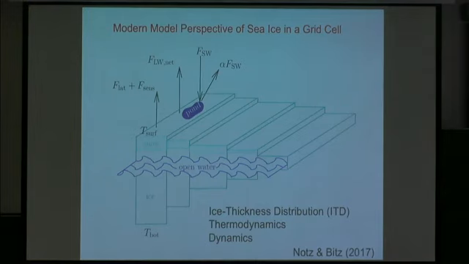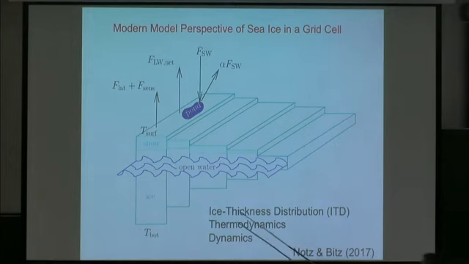I want to talk about what models at the current state look like. This is a schematic I made years ago that tries to illustrate the ice thickness distribution and the fact that models with an ice thickness distribution generally have a full flux budget for each category.